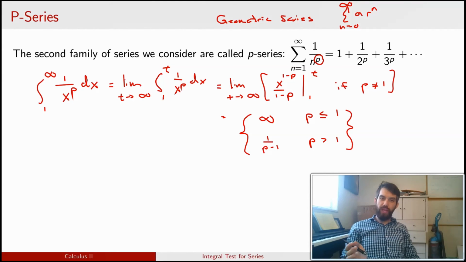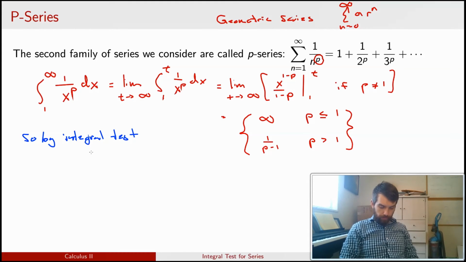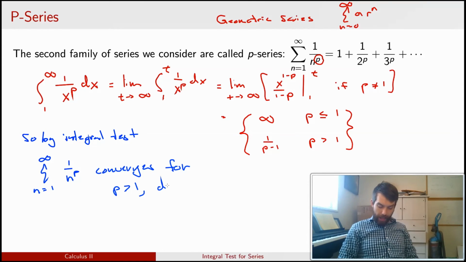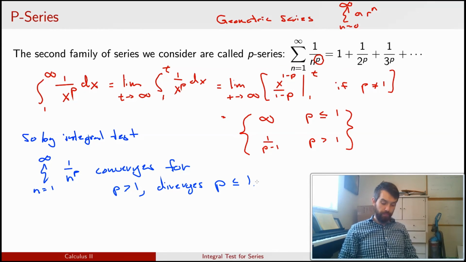Speeding through that review, it was that if p was less than or equal to 1, it diverged, and that if p was greater than 1, it was going to converge. And so what we get is, by the integral test, the same is true for p-series. So by the integral test, the p-series, the sum from n equals 1 to infinity of 1 divided by n to the p, converges for p greater than 1, and it diverges for p being less than or equal to 1.